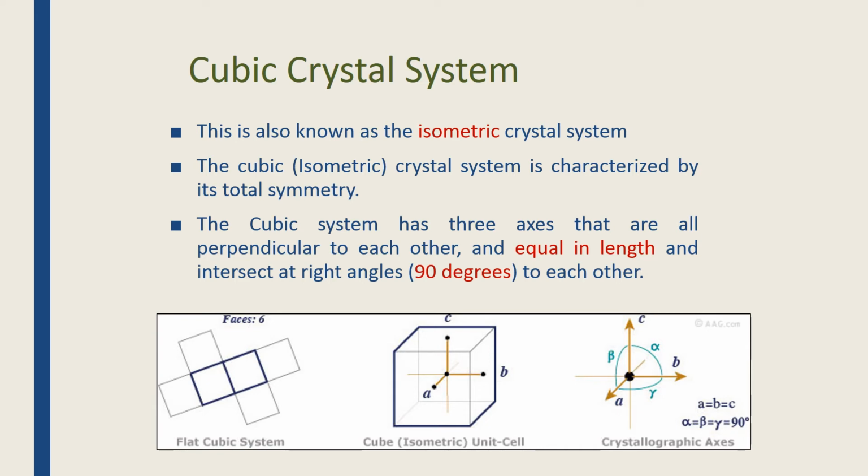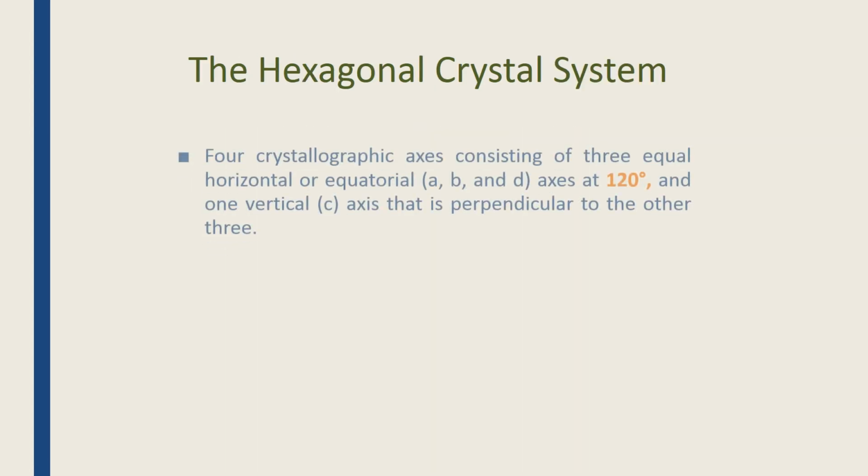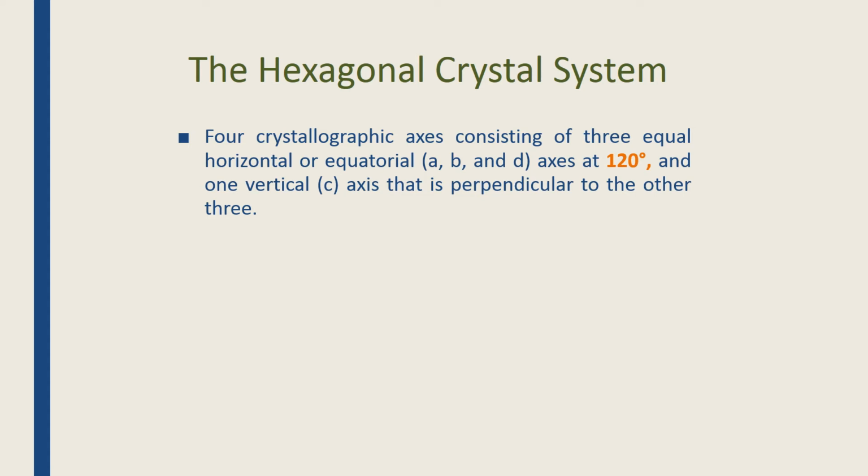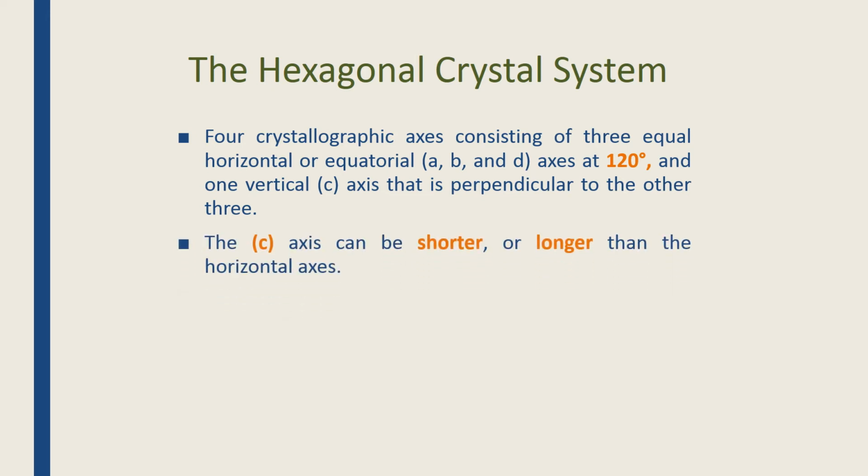Same thing we will do for the next one, the hexagonal crystal system. Here is the angular relationship between the axes A, B, and D; we keep C for the vertical one. The angle between the horizontal axes is 120 degrees, and the C axis intersects all those horizontal axes perpendicularly. The C axis can be shorter or longer. Be careful about that. Don't think it's always longer. It's shorter or longer, but it's not equal.